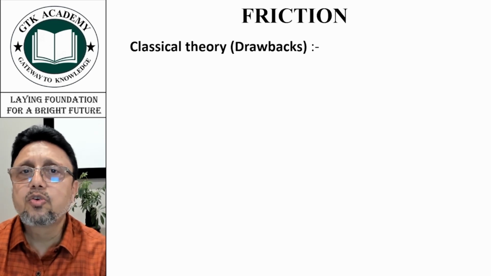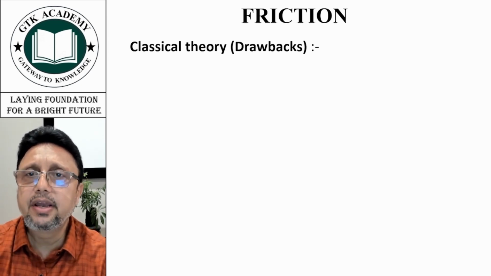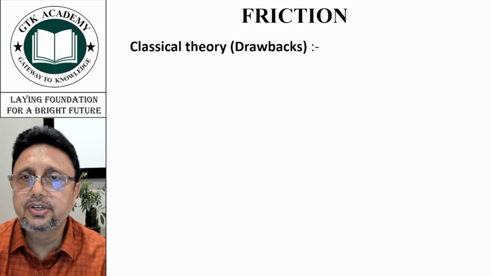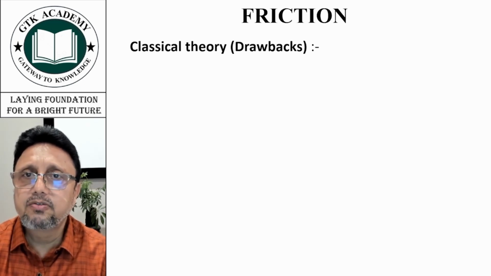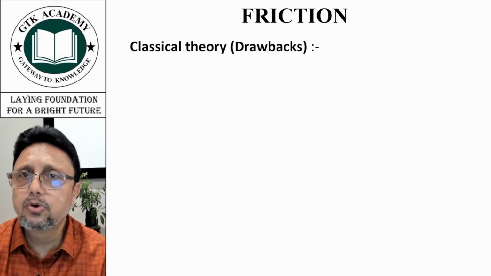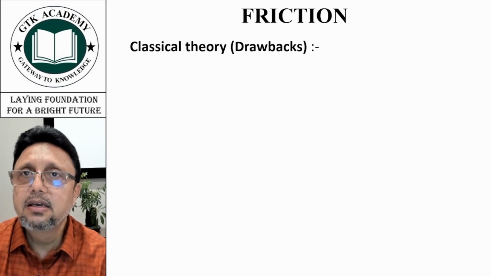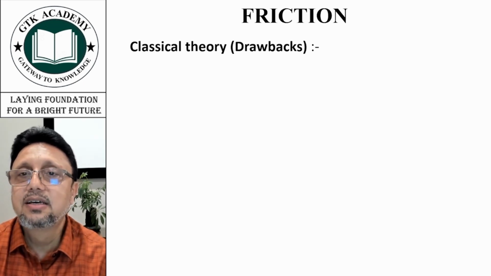Now, what are the drawbacks of this theory? I think the theory is clear. The theory says roughness is responsible for friction, and because of this roughness, interlocks are formed and you require some force to break these interlocks. Now, what are the drawbacks? Apparently, anybody who is studying friction for the first time may think that this theory is absolutely correct. It's very logical, but there are certain drawbacks.